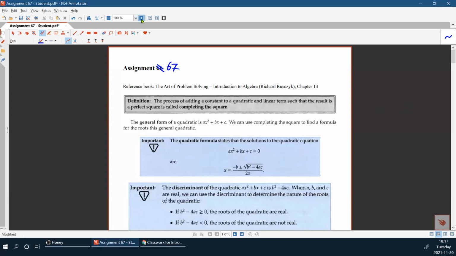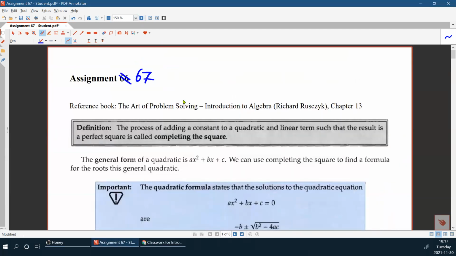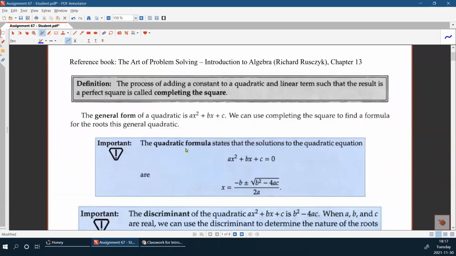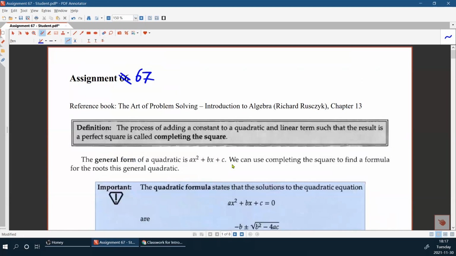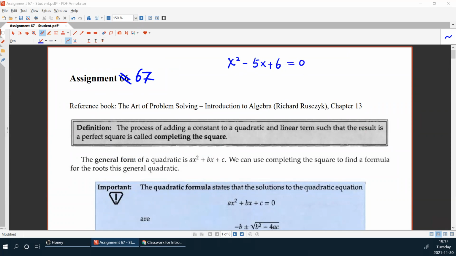All right, so the new chapter is about how to solve the quadratic function. Actually, we have already touched this a little bit in previous chapters. For example, if we have a quadratic function like this, x squared minus 5x plus 6 equals 0, how do we solve this? Can you recall?